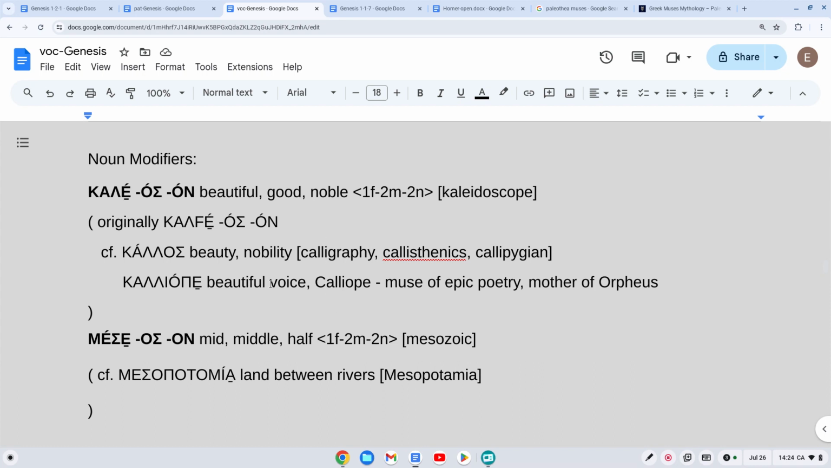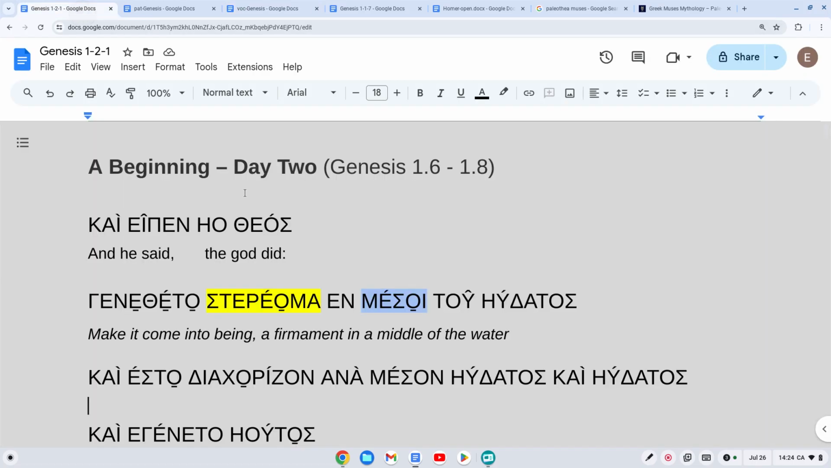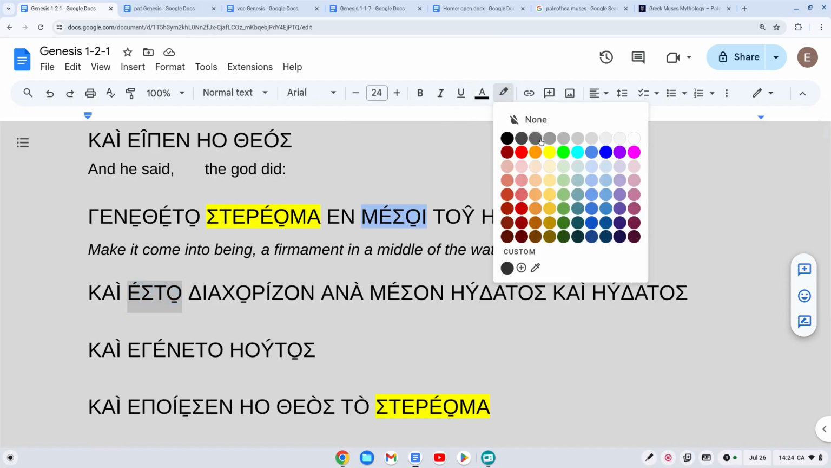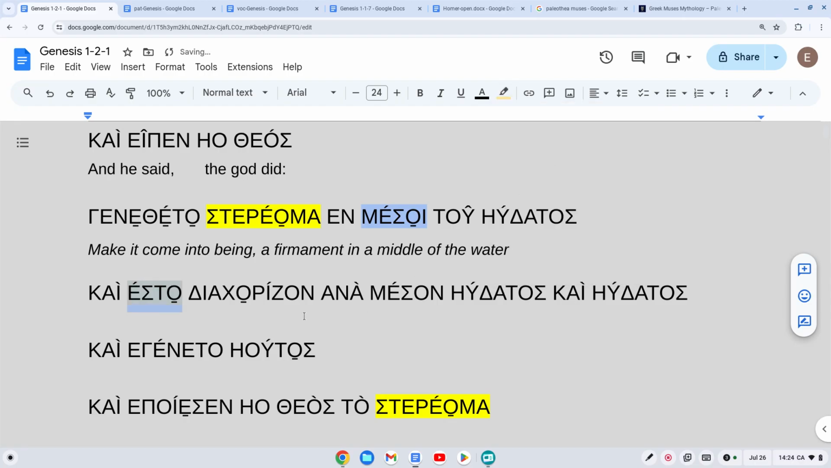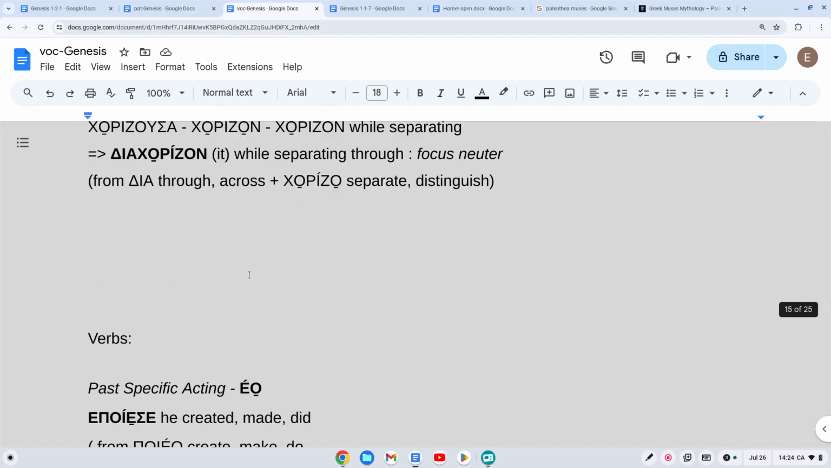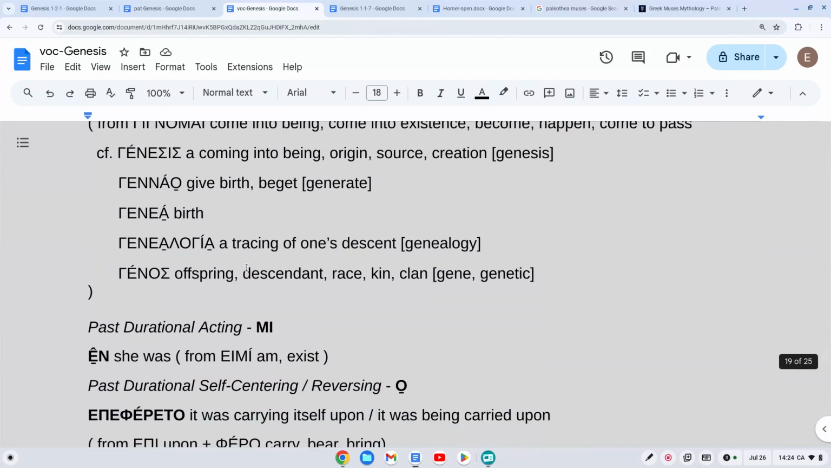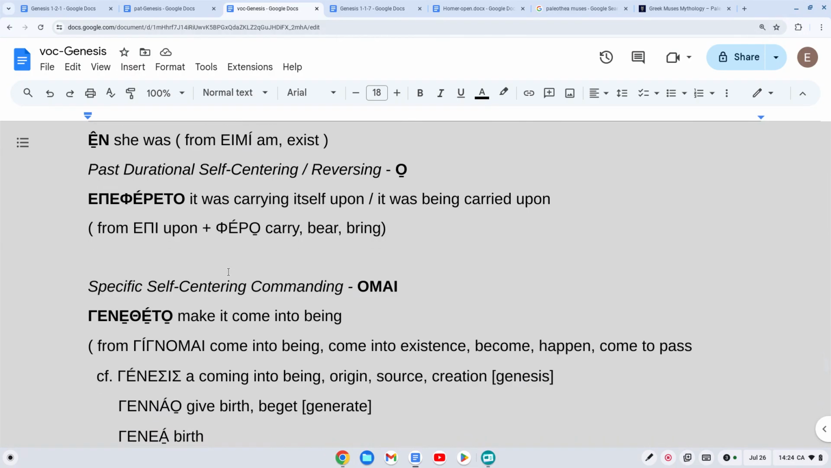Okay, let's go back now to our script and go to the next line. Okay, now we have a new word here. This is a verb. Let's color it. Esto. Now, it's also a commanding verb. And let's see if we can find it in the vocabulary, under verbs. Put the commanding ones near the end. There it is.